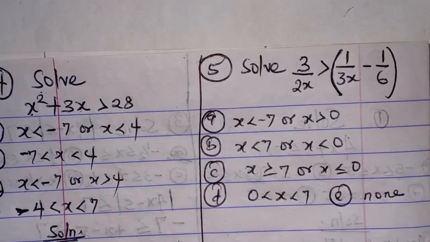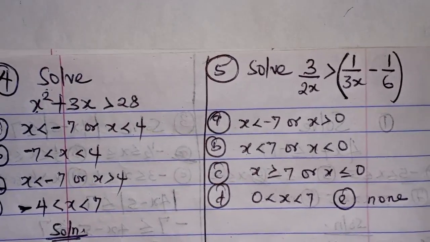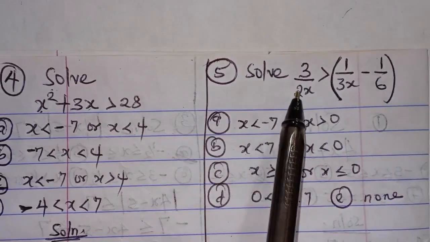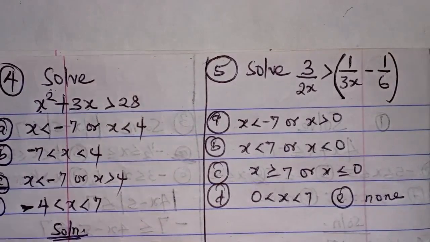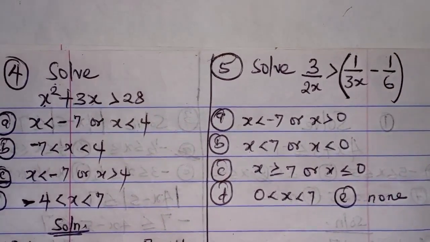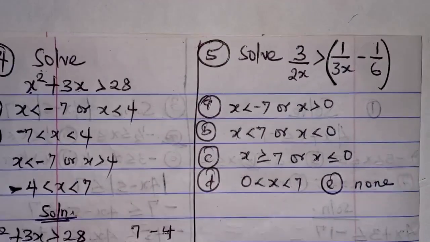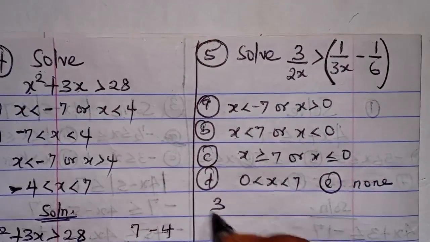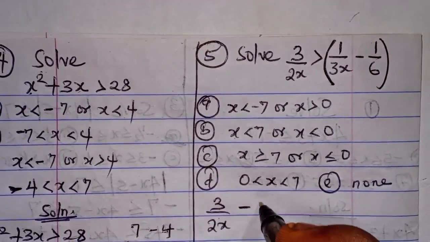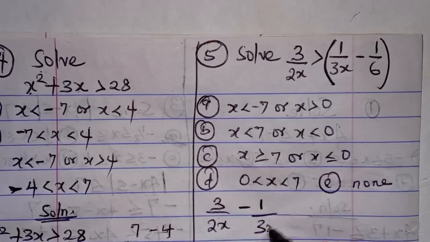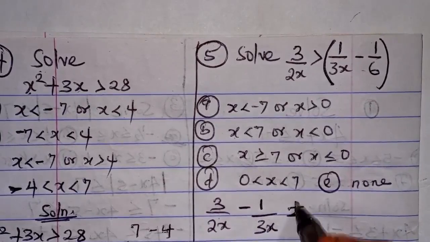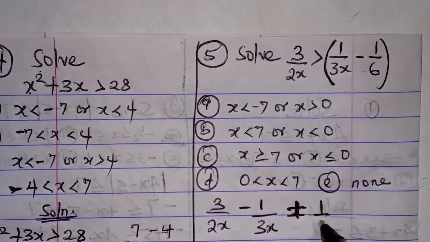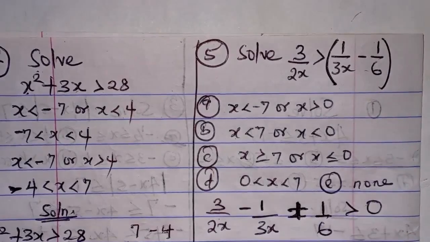All right, let's solve the fifth question now. We have to solve this inequality. It is a rational inequality: 3 over 2x greater than 1 over 3x minus 1 over 6. What I normally do is to set one side of this inequality to 0. So we'll be having 3 over 2x minus 1 over 3x. If this one crosses, it turns to plus 1 over 6. Then we have greater than 0.